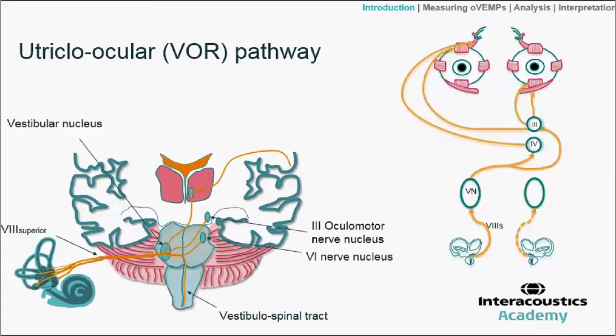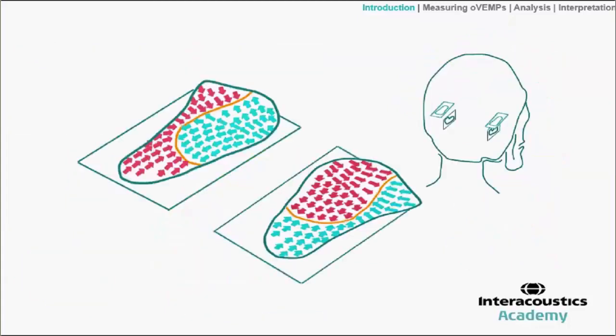Now, if we were to stimulate, for example, the left ear, then we would, from a test point of view, be mostly interested in the response on the inferior orbit of the contralateral eye. So we often refer to the oVEMP as a contralateral response.